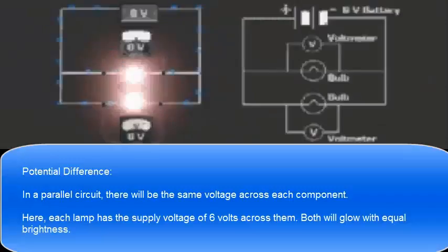In a parallel circuit, there will be the same voltage across each component. Here, each lamp has a supply voltage of 6 volts across them. Both will glow with equal brightness.